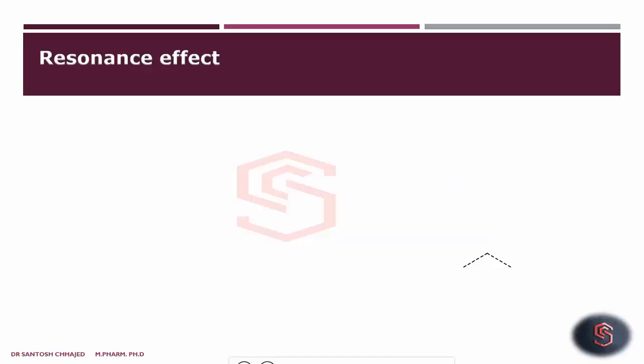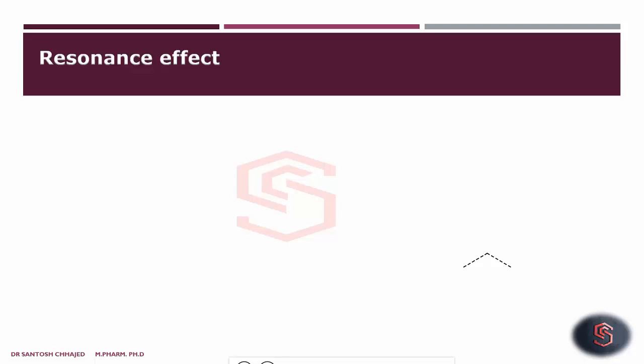So as far as resonance is concerned, when we talk about resonance, in most students' minds the aromatic ring comes into the picture, and they start thinking about aromatic amines. But try to understand, resonance is not operative only in benzene. Rather, there are many compounds which exhibit the phenomenon of resonance.